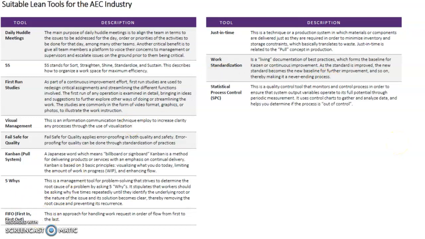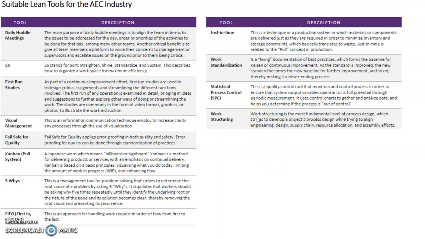Another tool is Statistical Process Control, or SPC. This is a quality control tool that monitors and controls progress in order to ensure that system output variables operate to their full potential through periodic measurement. It uses control charts to gather and analyze data and helps you to determine if the process is out of control.